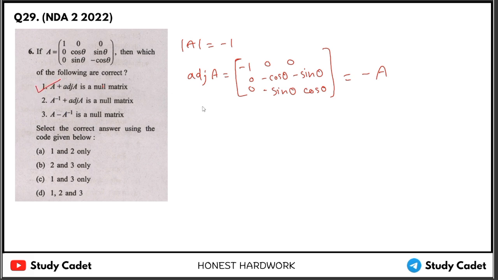A inverse equal to, okay, we can get A inverse also. A inverse is adjoint A upon determinant A, so it will be minus A upon minus 1, so it will be simply A. So A inverse plus adjoint of A is a null matrix. A inverse equal to A, and this is A inverse, A equal to A inverse, so this is correct, this is correct, 1 2 3 are correct.